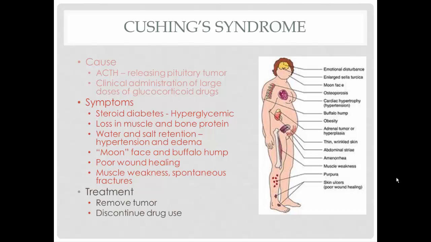So what you end up with is a person who looks kind of like, I want to say, Humpty Dumpty. That is, they have spindly little arms and legs because of all the wasting of the muscle and bone, yet their trunk is rounded because of all the fluid buildup, and their face is round because of that moon face appearance. Okay? Treatment is, of course, remove the tumor. If there's a tumor in the anterior pituitary that's producing too much ACTH, let's get rid of the tumor. Or if it's due to high doses of glucocorticoid drugs, let's get rid of the drug.